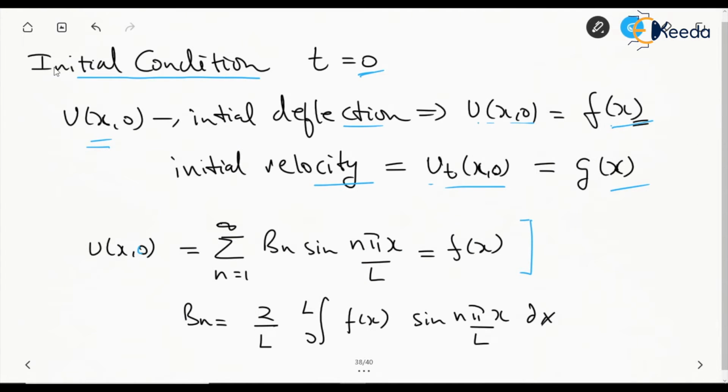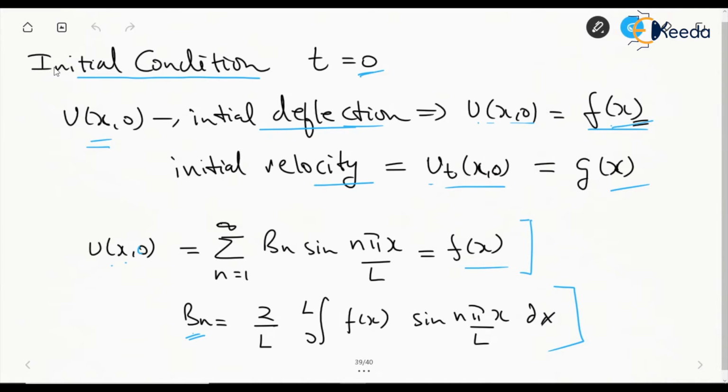And now that we know that u(x,0) is nothing but the initial deflection, which is equal to f of x, we are equating it to f of x. From this Fourier series we can take out the coefficient b_n, and this will be given by 2 by L. So you'll have to remember this again, 2 by L, integral from 0 to L, f of x sin(n pi x by L) dx.